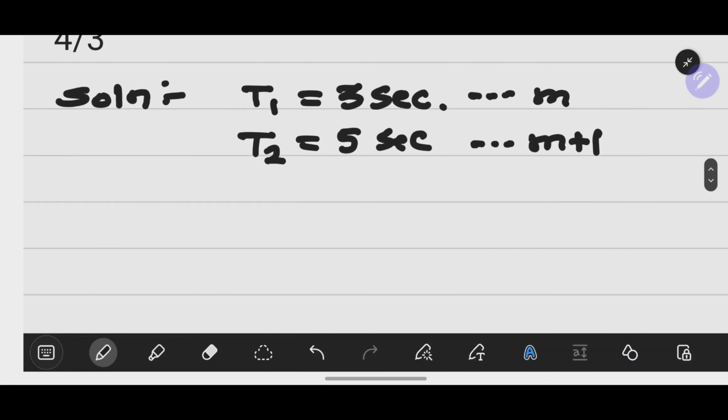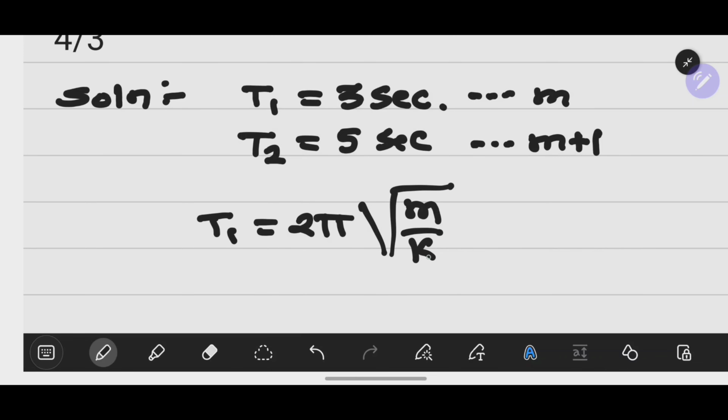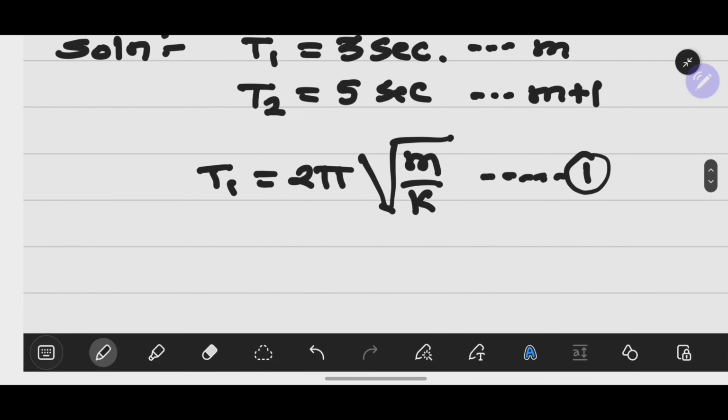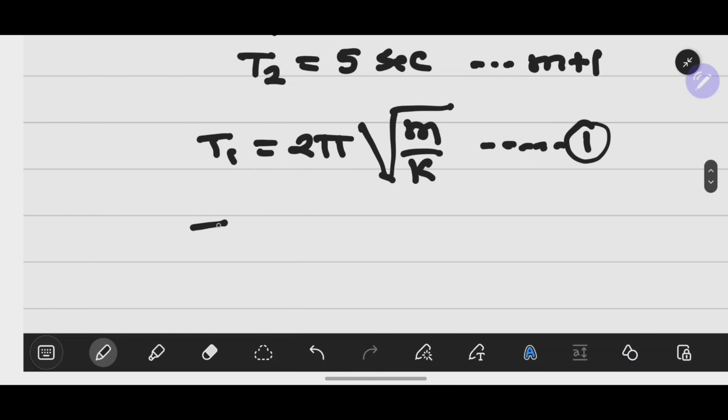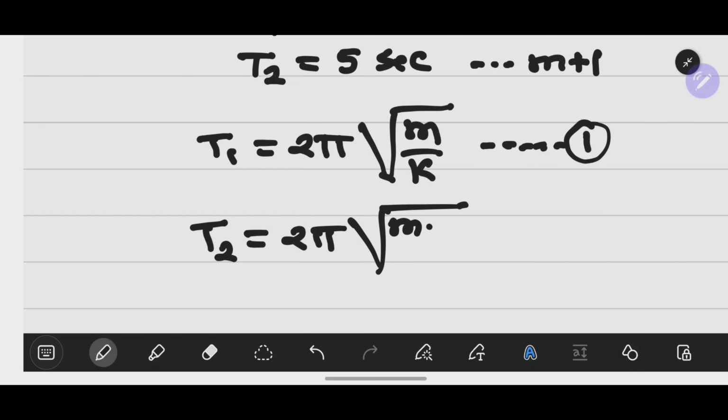Now, the equation relating the time period and the mass is T1 equals 2 pi under root of m by k. This is the formula which is known to you. Give it as equation number 1. Later, if we take T2, we know the mass has been increased by 1, so its equation is T2 equals 2 pi under root of (m plus 1) divided by k. This is equation number 2.